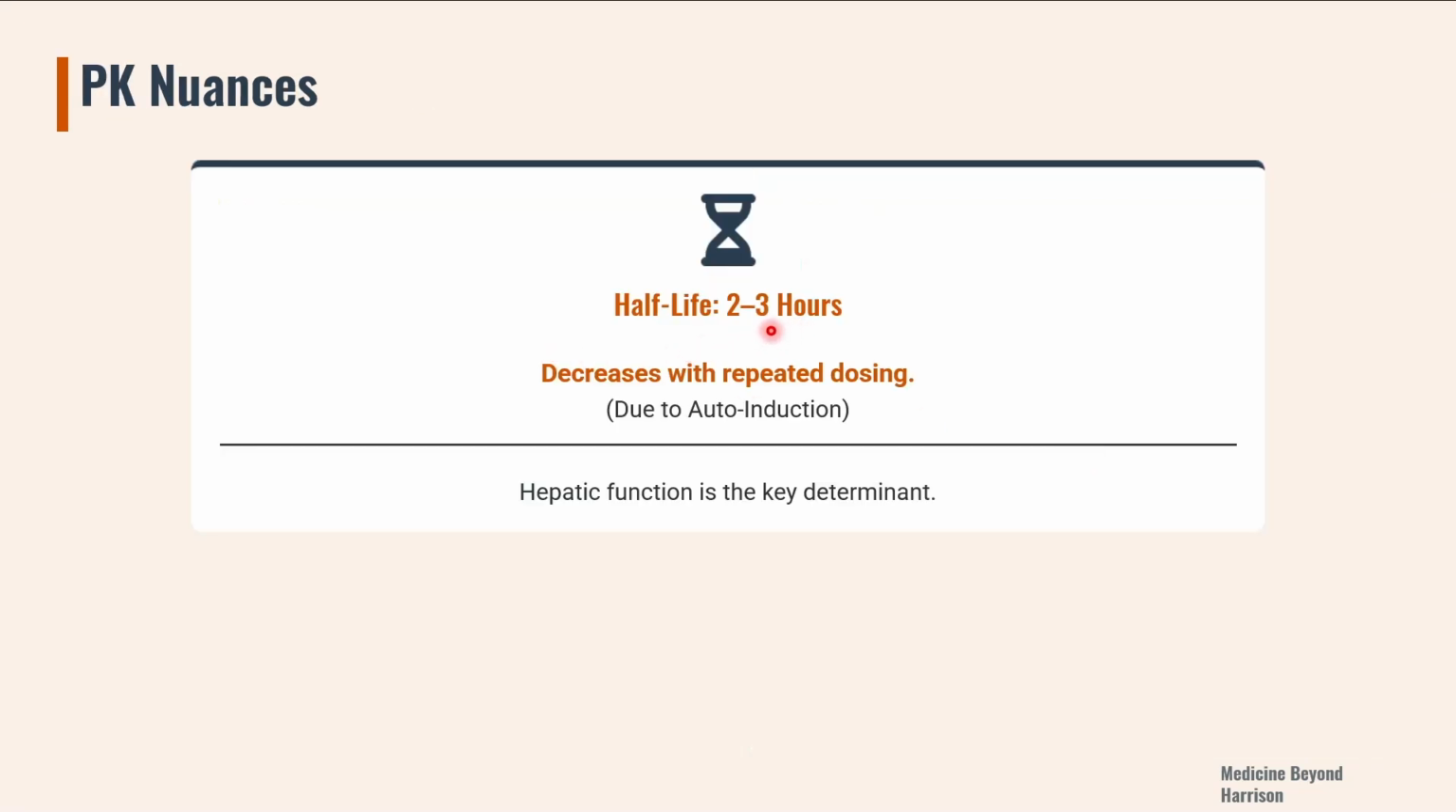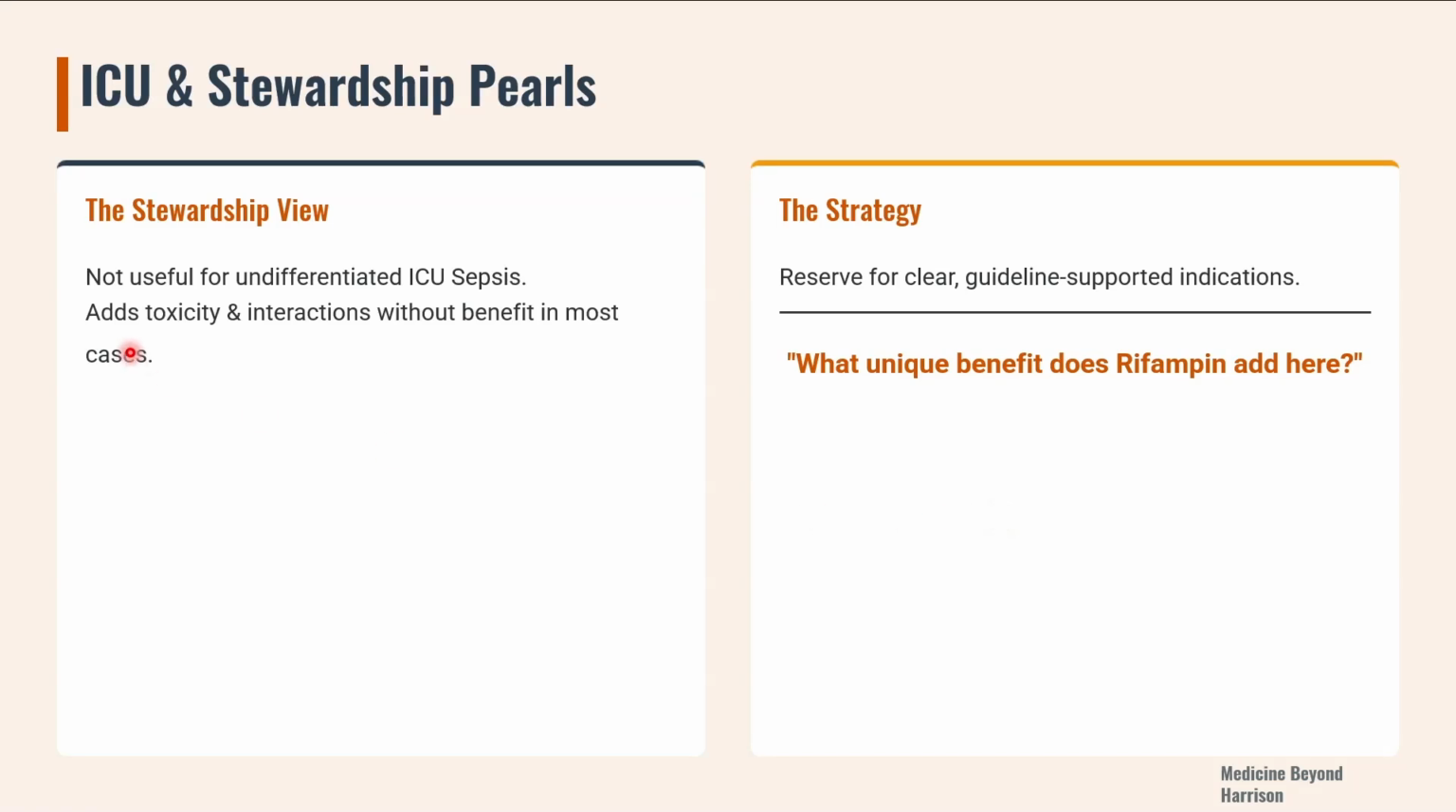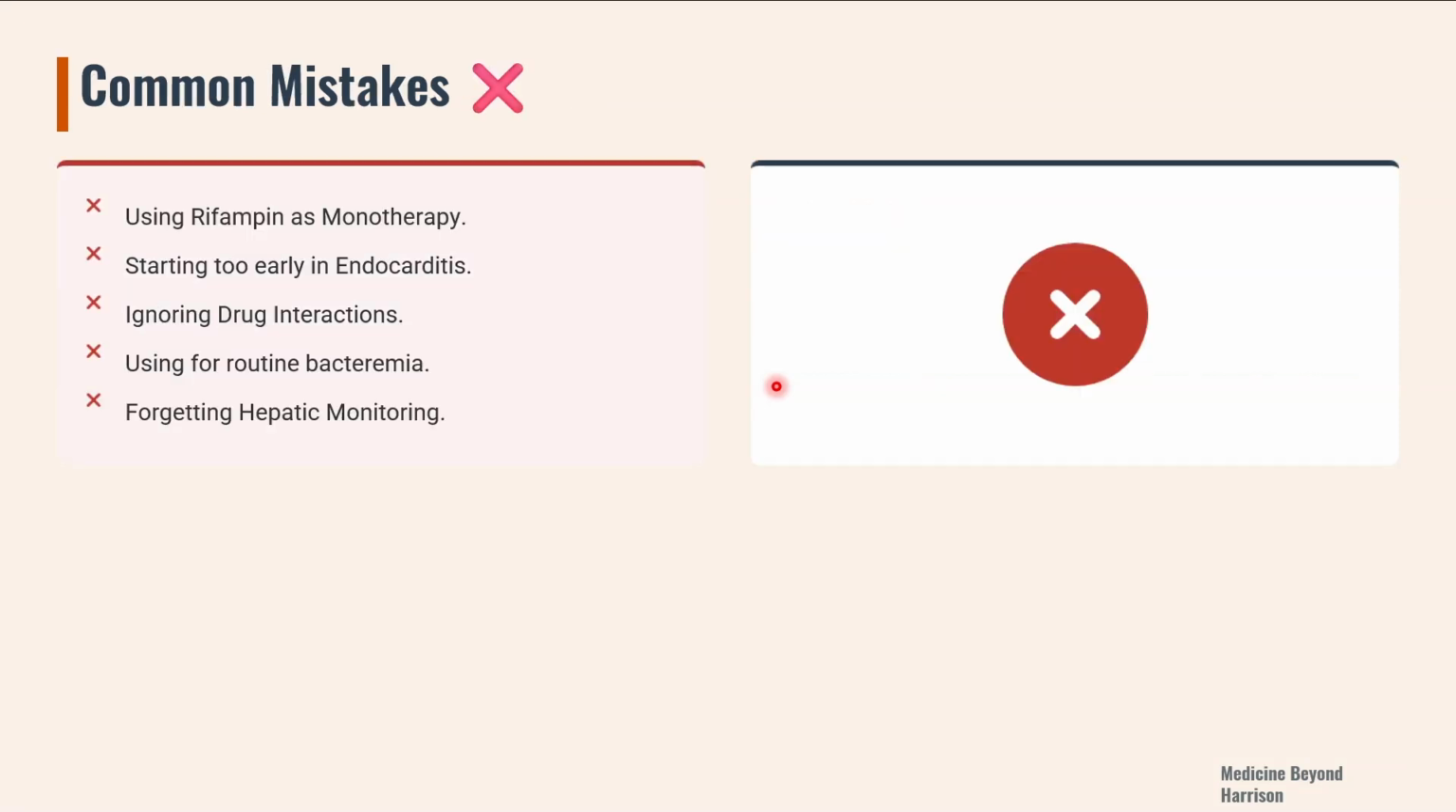Half-life is short, only 2 to 3 hours, decreased with repeated dosing due to auto-induction. Hepatic function is a key determinant of pharmacokinetics. So it's not useful for undifferentiated ICU sepsis. Always keep this in mind: it only adds toxicity and interactions without benefit in most cases. It is reserved for clear, guideline-supported indications only. So always ask this question: what unique benefit does rifampicin add in this case? If it really adds some benefit, then go for the drug. Otherwise, don't go for rifampicin.